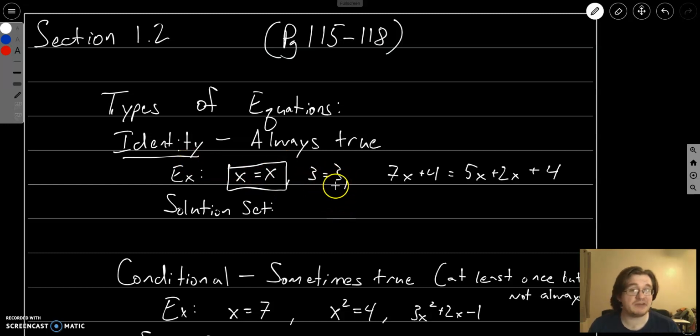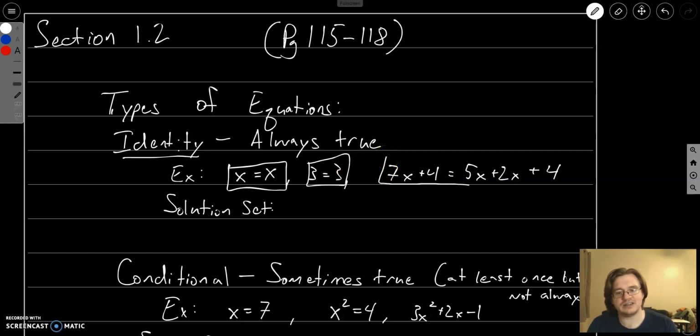The next equation doesn't even have an x in it. 3 is equal to 3. But since there's no x in it, it doesn't matter what x is. x could be 0, it could be negative 10, it could be 13 and a half, it could be any number. 3 is equal to 3, and this is always true.